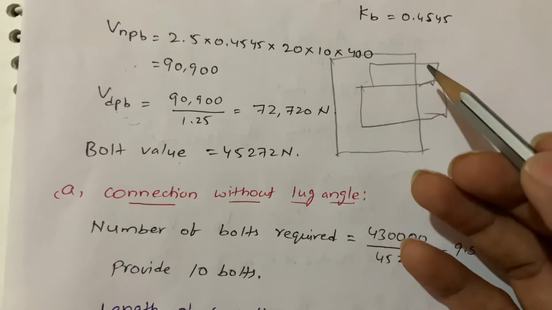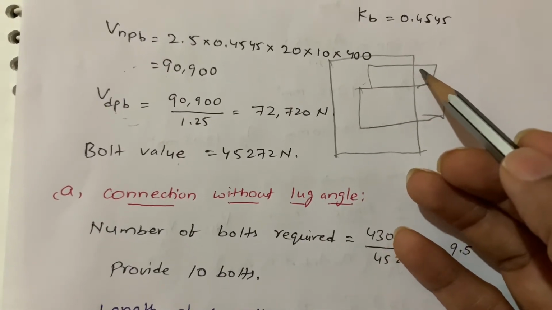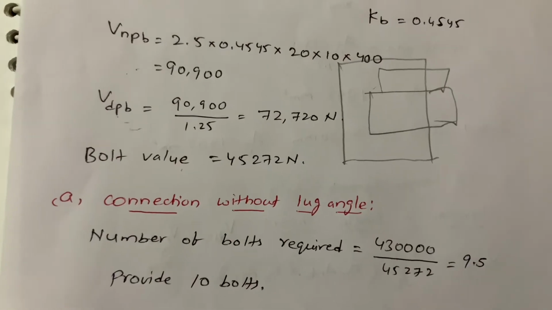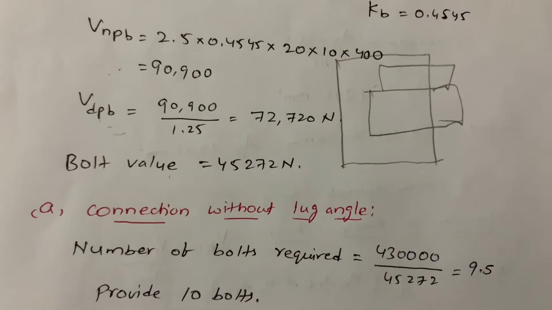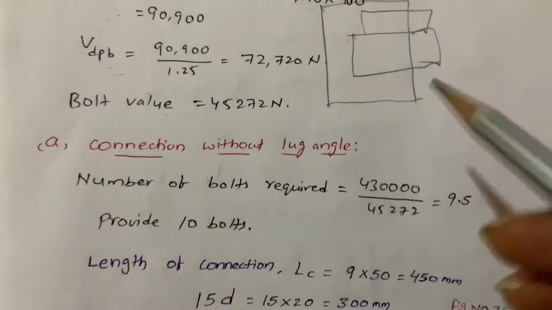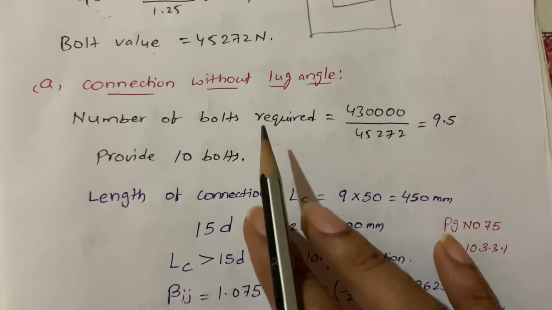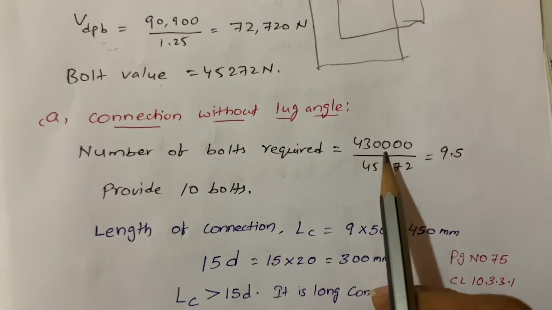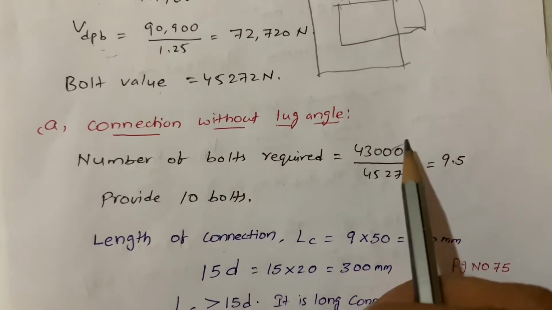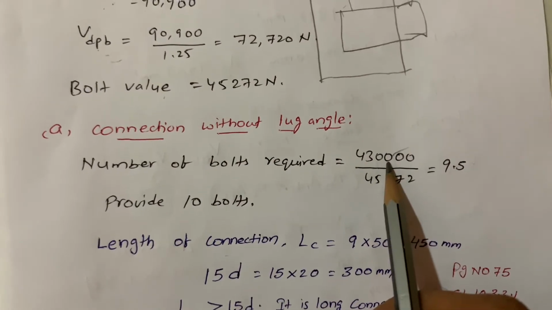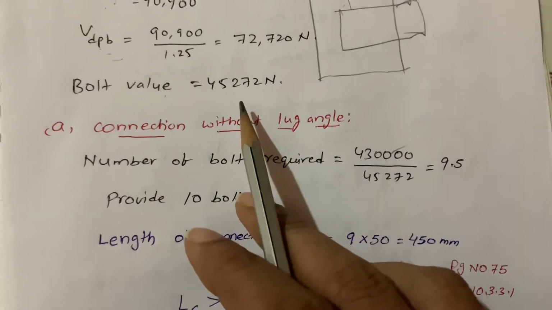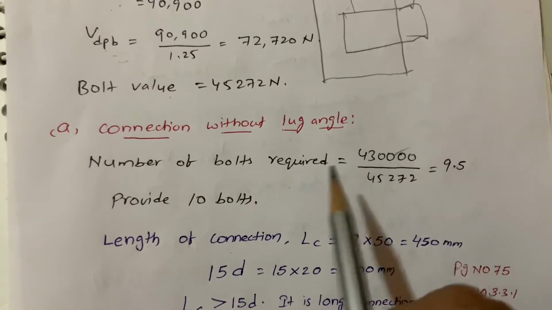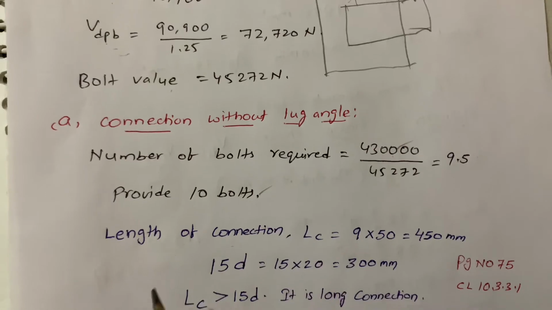To reduce the load, by applying the load, the tension occurs. For reducing that tension, we need to use this lug angle. So the connection here, without using lug angle, now I am going to calculate. So number of bolts required: we got the tensile load, the given question, 430 kilonewtons, and the bolt value is 45272. I got 9.5. Here I am providing 10 bolts.